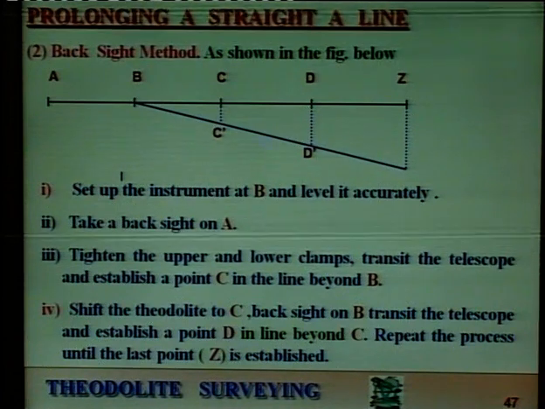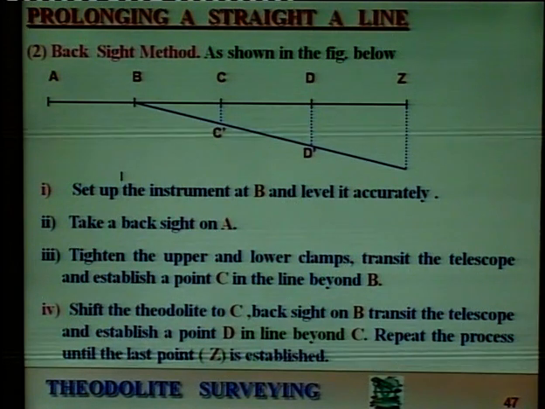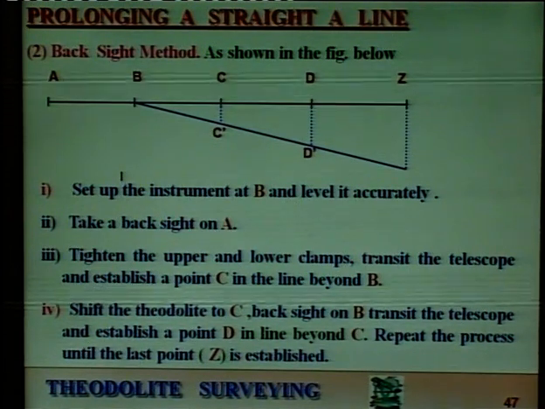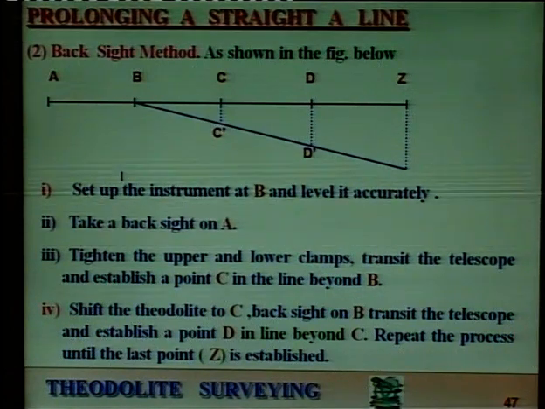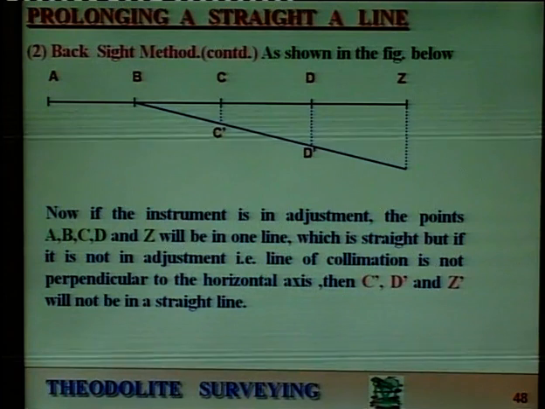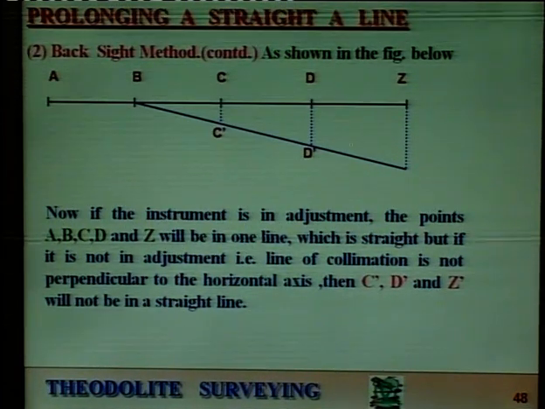So, these are the two methods, foresight method and backsight method, for prolonging a straight line, or producing a straight line, or ranging a straight line as is done with the help of a theodolite. So, backsight method as shown in the figure shown below.